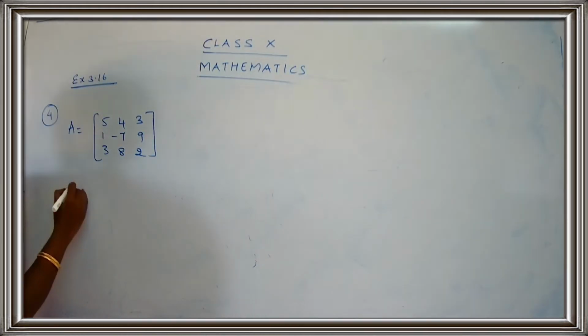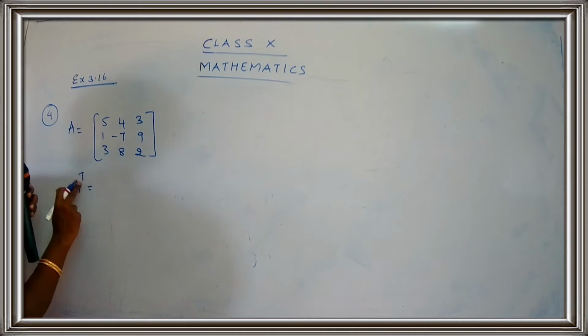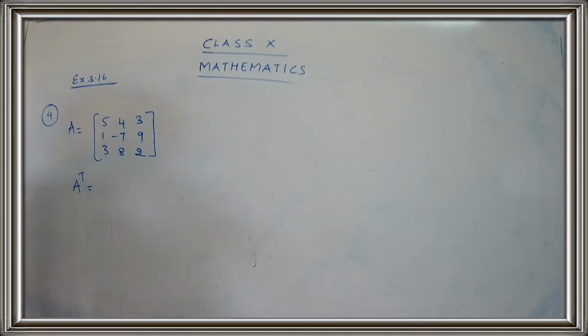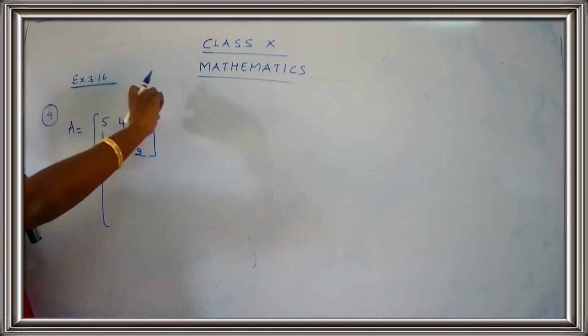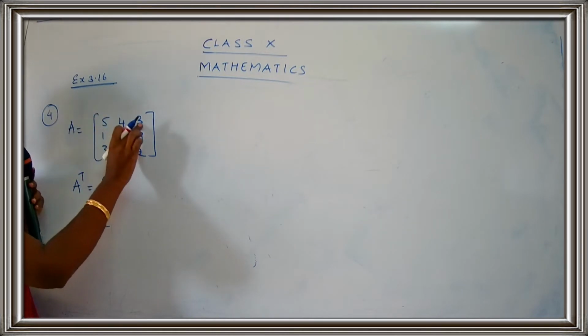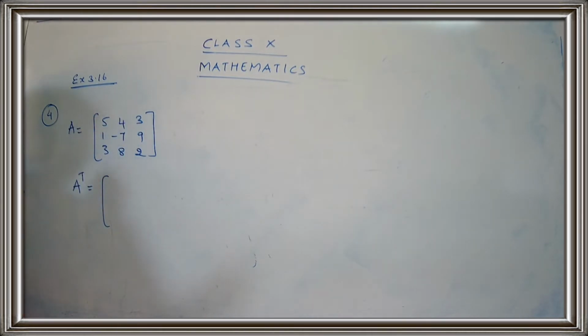So write down here A transpose. You have to use a symbol over here, A transpose. The question is to find out the transpose of A. So A transpose is equal to interchange rows into columns. What is the first row you have? 5, 4, 3. Yes, children, be careful. This is a very, very easy question, and not only easy, this is an important question. You may have this type of question for 2 marks.